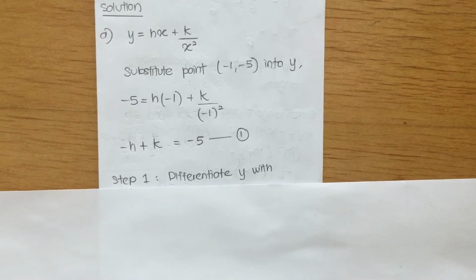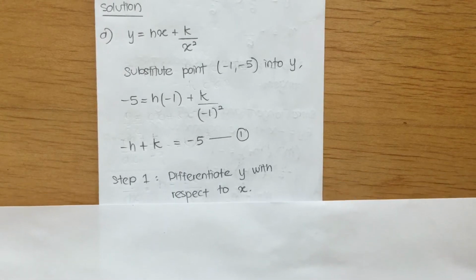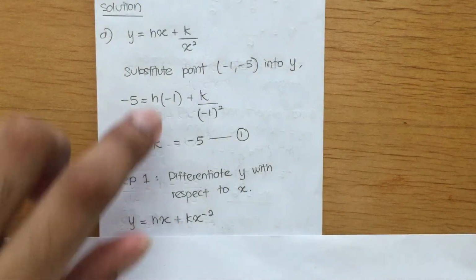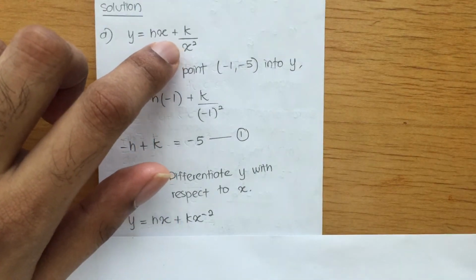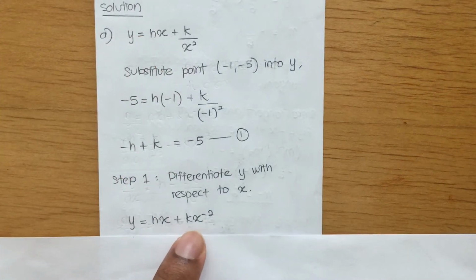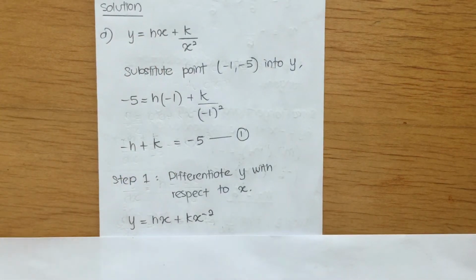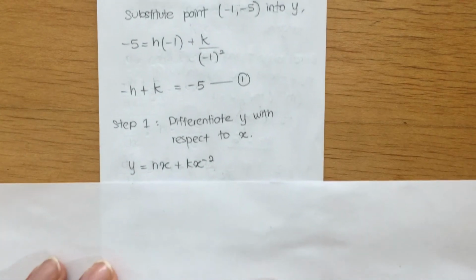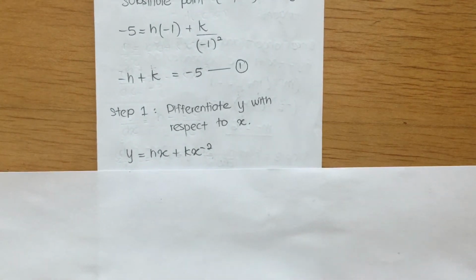For the next step, we're going to differentiate y with respect to x. So what we do in this step, we change the 1 over x square into x to the power of -2, where you get hx plus k x to the power of -2. The reason why I changed to this form is so that it's easier for us to conduct the differentiation. Okay, proceed to the next step.